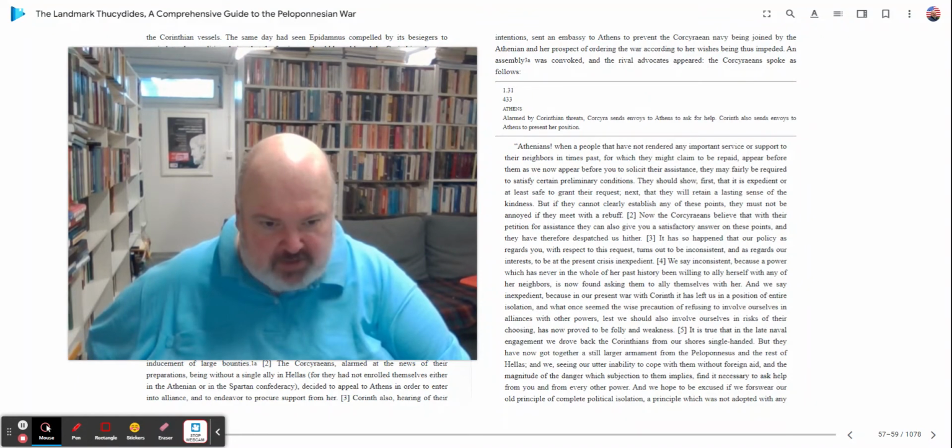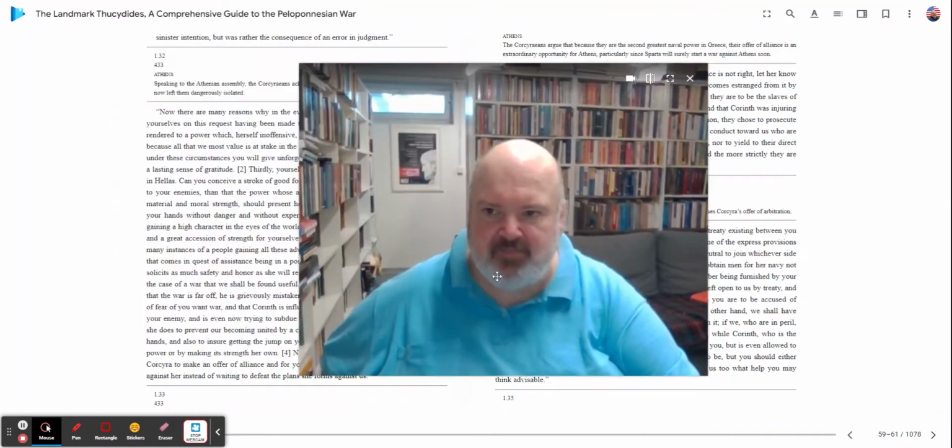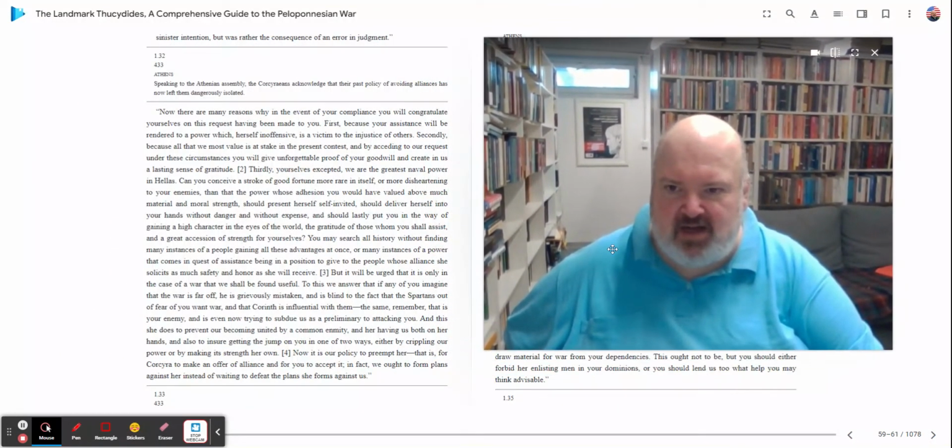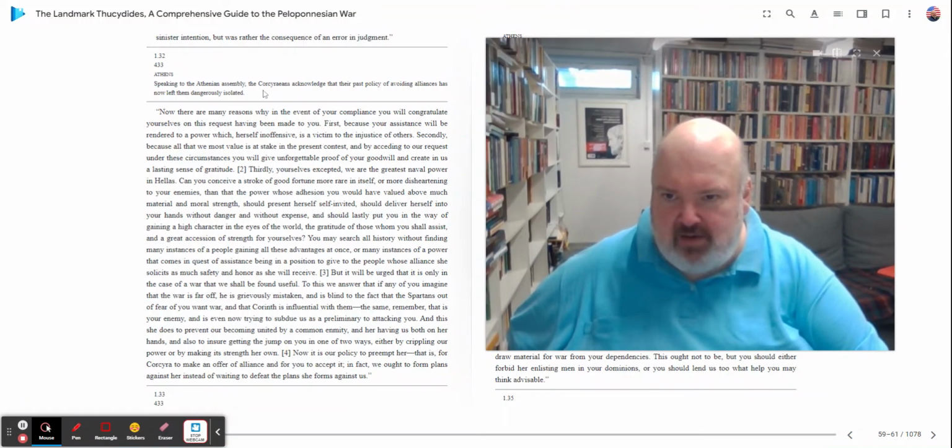And we hope to be excused if we forswear our old principle of complete political isolation, a principle which was not adopted with any sinister intention, but was rather the consequence of an error in judgment.